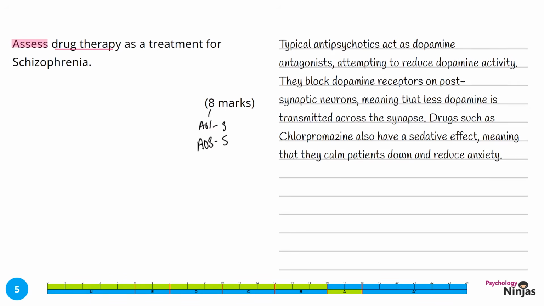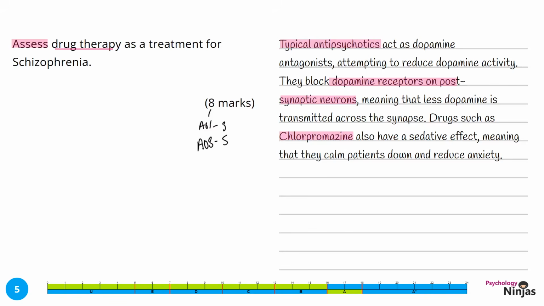Typical antipsychotics act as dopamine antagonists, attempting to reduce dopamine activity. They block dopamine receptors on the postsynaptic neurons, meaning that less dopamine is transmitted across the synapse. Drugs such as chlorpromazine also have a sedative effect, meaning that they could calm patients down and reduce anxiety. We've identified a particular type of drug therapy that could be used with schizophrenics and explained how it has an impact on mode of action. Although you wouldn't have to necessarily identify specific drugs, we have here in our explanation.